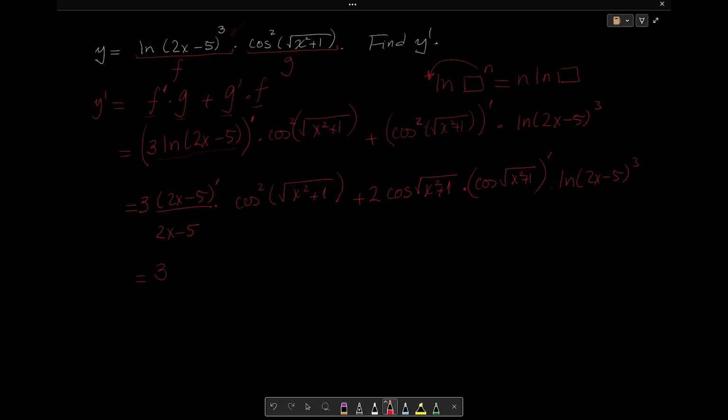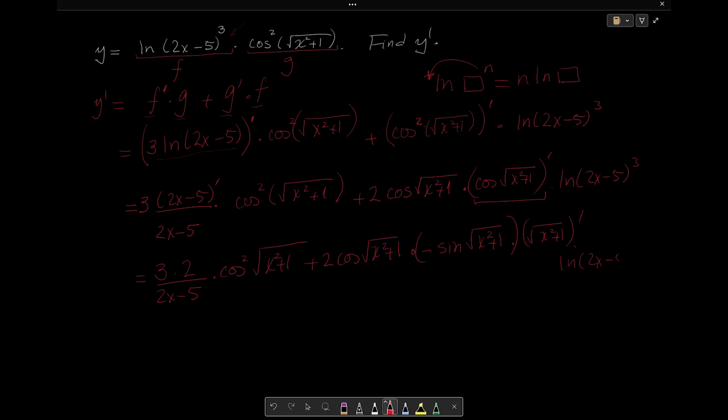What's the derivative of 2x minus 5? This is a straight line. Its derivative is its slope. So here's the 2 over 2x minus 5 times cosine squared the square root of x squared plus 1 plus 2 cosine square root of x squared plus 1 times. What's the derivative of the cosine of something now? Well, the rule says it's negative the sine of that something times the derivative of that something. You see? Times the natural log of 2x minus 5 cubed.